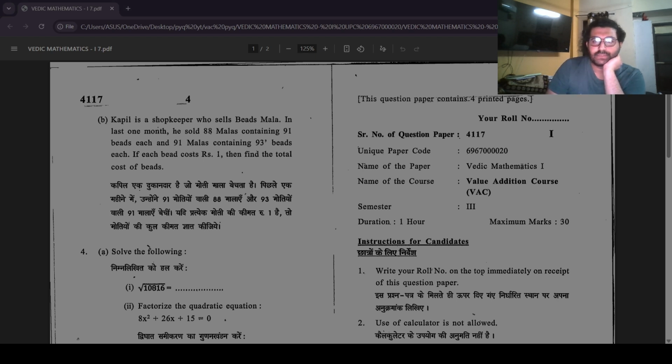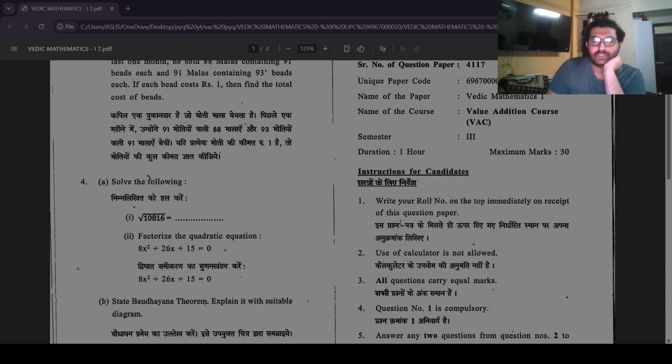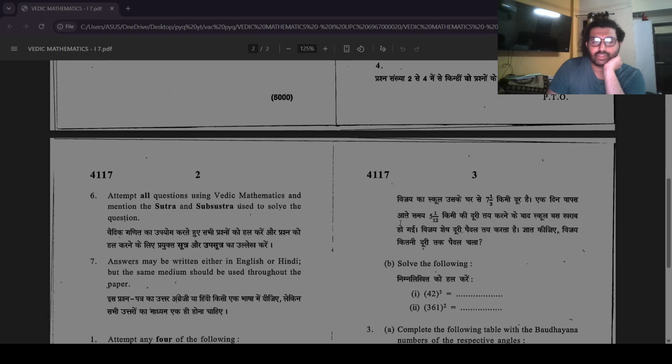The name of the paper is Vedic Maths 1. It's a VAC course for semesters 1 to 4. The maximum duration is 1 hour and maximum marks is 30. Guys, remember to read all the instructions before attempting the question paper.